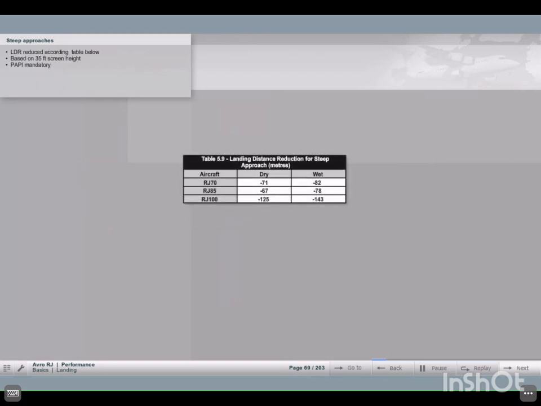Steep approach reduction in landing distance. If the airfield is approved for a screen height of 35 feet and a PAPI, associated or not to an ILS, is in use, the landing distance required may be reduced by the value given in Table 5.9. In all other cases, the actual landing distance required must be used.